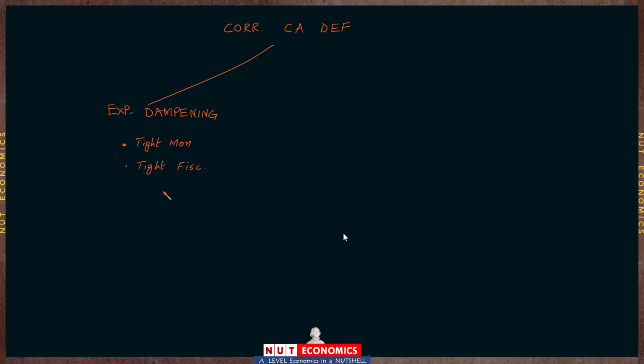And the way it operates, to show that, just sketch out an AD-AS diagram, shift your AD to the left, and this just shows us that the incomes in the country will fall, so they will start spending less on imports. The trade deficit will be corrected through this expenditure dampening policy.